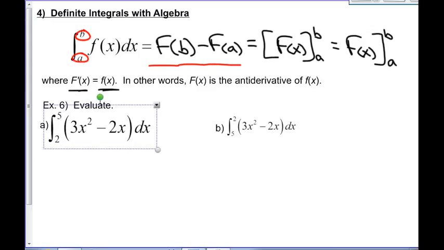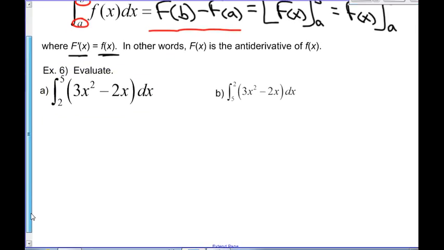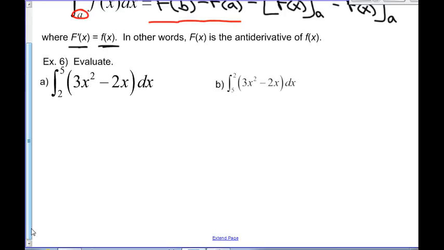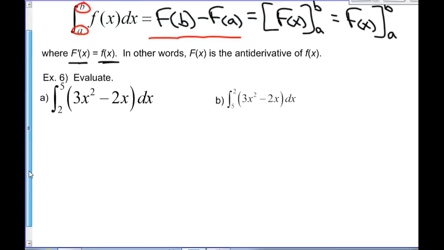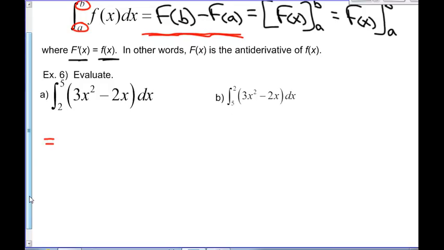Okay, so we've got the integral from 2 to 5 of 3x squared minus 2x. Let's put this to work. So we know that we have to antidifferentiate. We don't need any of the plus c's, because we'd have plus c minus plus c. They'd disappear when we went through this process. Okay, so we'll antidifferentiate.